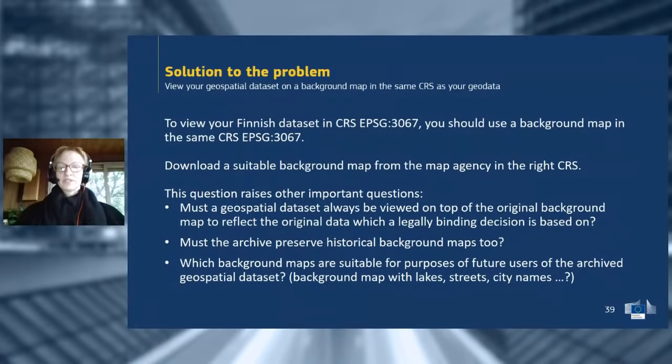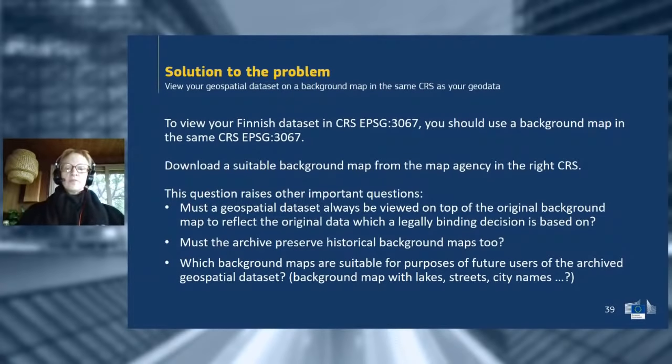So if this is really the case, must the archive also preserve all the historical background maps in the original coordinate reference systems? I don't have the answers to these questions, but we should definitely discuss that in the community of digital preservation of geospatial data. And Marcus also asked which background maps are suitable. Or maybe I rephrase this question: which background maps are suitable for purposes of future uses of the archived geospatial data set? Should it be a background map that shows lakes or streets or even has city names and so on? Which background maps are actually suited for the purpose of the user?